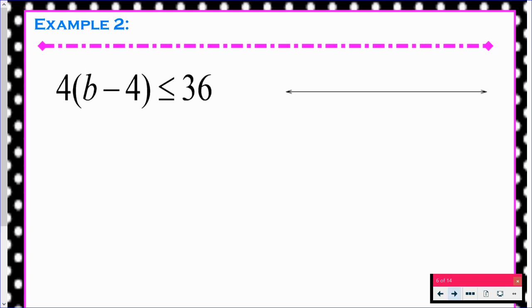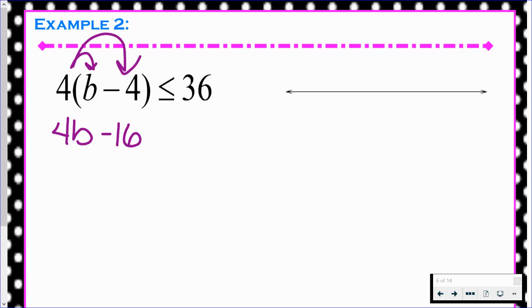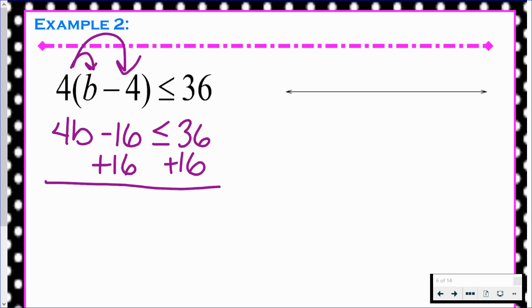Example 2, got a little distributive property going on here. I'm going to distribute the 4 to both terms inside the parentheses, and I'm left with 4b minus 16 is less than or equal to 36. Now I'm going to add 16 to both sides. Now I'm left with 4b is less than or equal to 52.